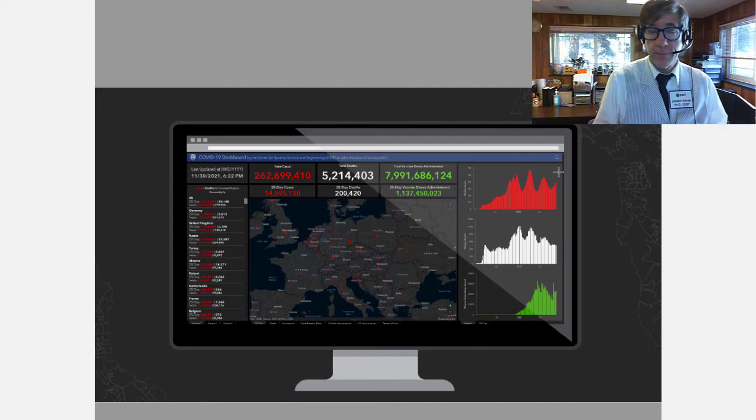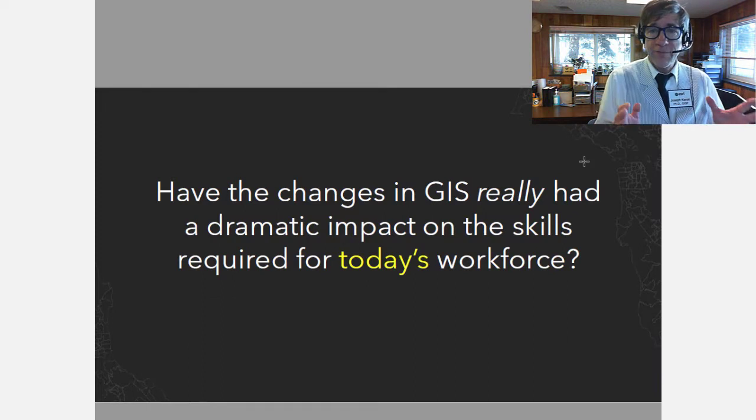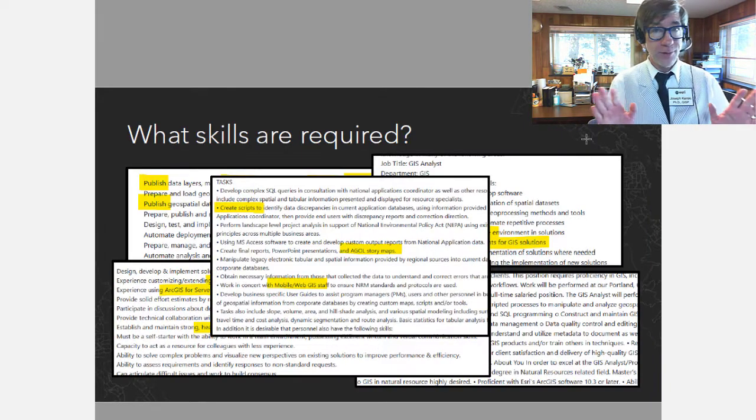You may ask, well, Joseph, have the changes in GIS, this modern GIS notion that you're talking about, really had a dramatic impact on the skills required in today's workforce? I'm here to tell you that yes, I could provide lots of other examples besides this, but this is just a snapshot of a couple of real-life job postings, job announcements, and you can see what I've highlighted here.